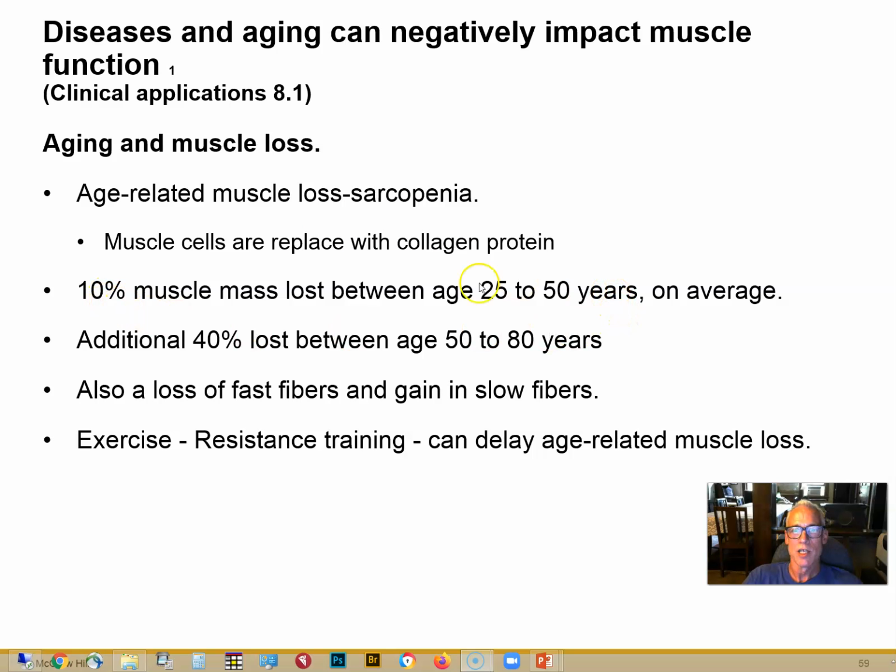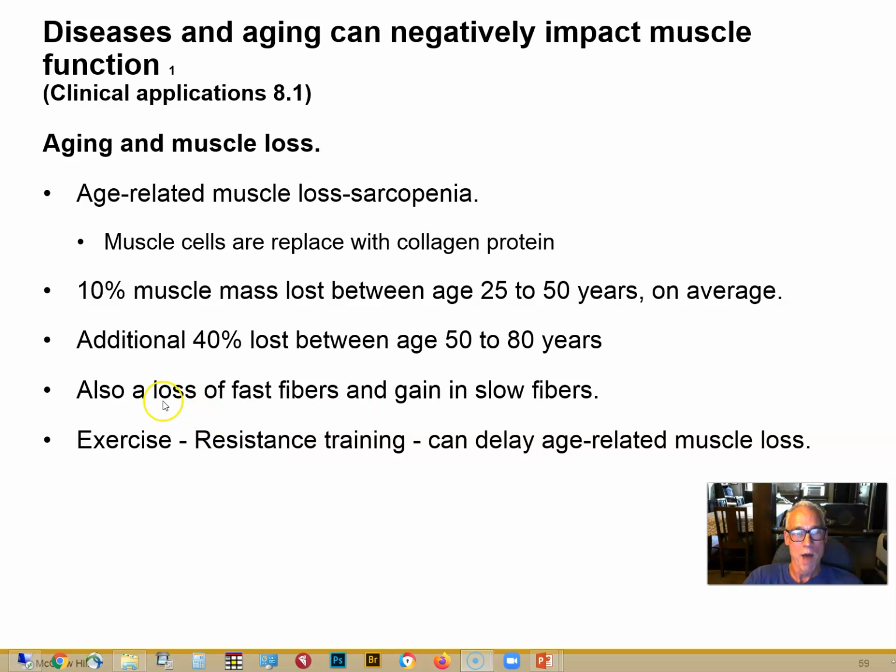10% of muscle mass lost between age 25 and 50. I can tell you 50 is not an old age. And you don't like to see things like that. 40% more lost between 50 and 80. Don't let that happen. We need to exercise, exercise, exercise. You can delay this age-related loss of muscle. There's plenty of quantitative studies showing that we can circumvent this loss in muscle quite a bit by continuing with an exercise habit.